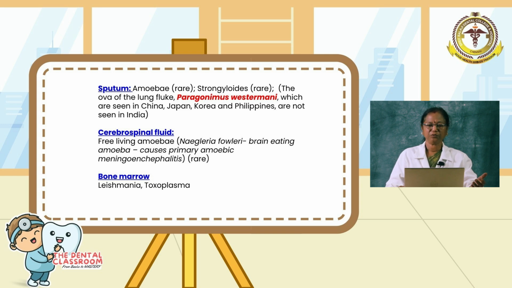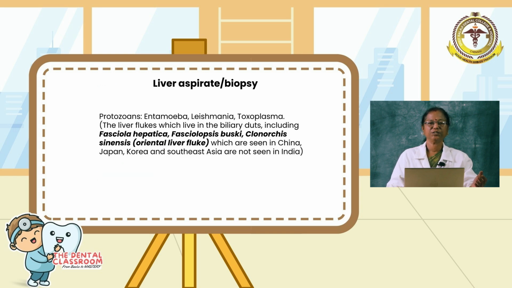Coming to the bone marrow, in the bone marrow you can observe leishmania and toxoplasma. In case of liver aspirates or liver biopsy, you can observe protozoans, especially Entamoeba histolytica, leishmania and toxoplasma. And also the various flukes, we refer to them as liver flukes, which are predominantly observed in the liver. These live in the biliary tracts.